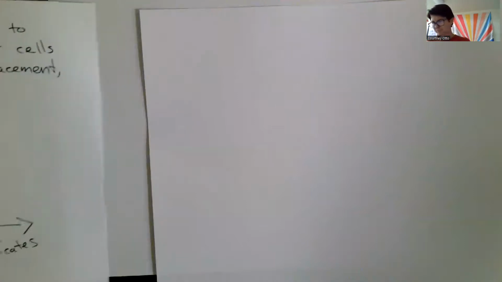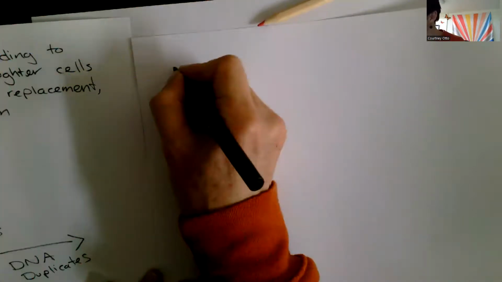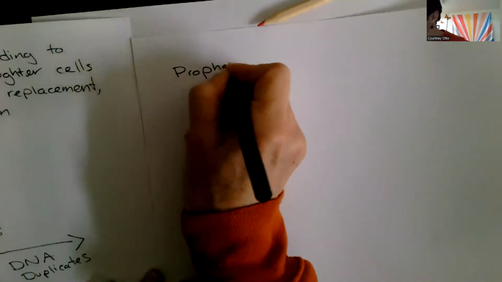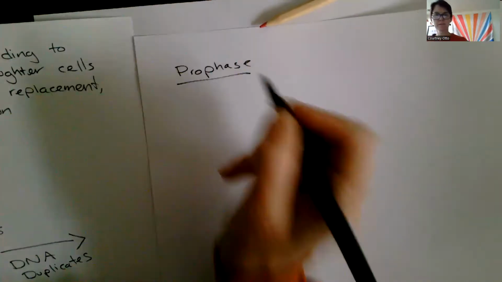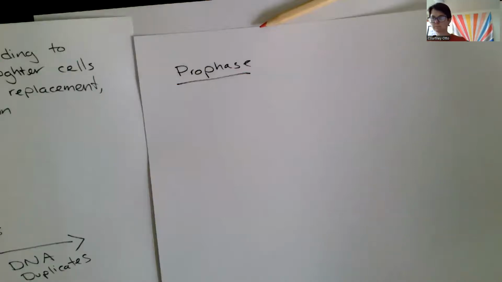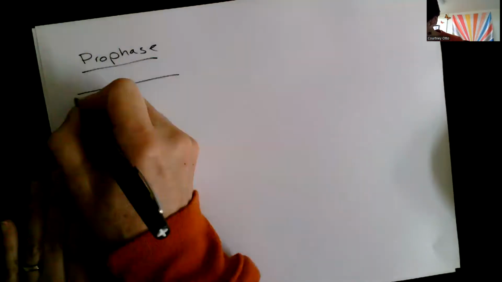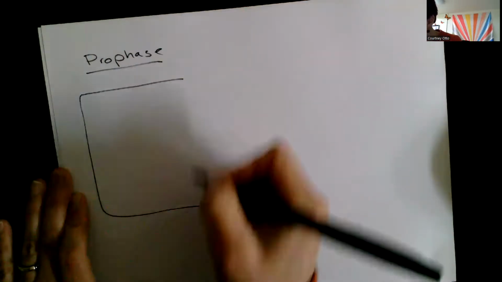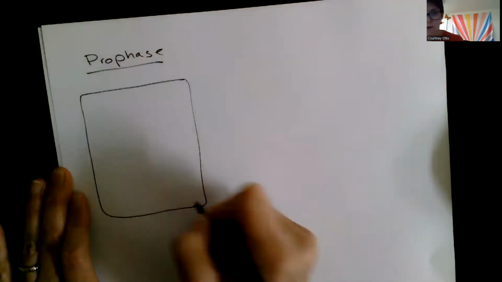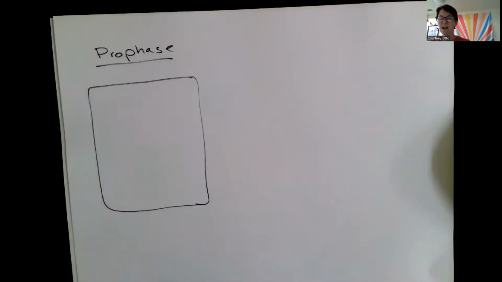Well, let's start doing that. So the P in PMAT stands for prophase. And this is going to be our first stage in mitosis. And once again, I'm going to draw this box. Remember, this is just going to represent my cell wall and my cell membrane. I'm not going to label it on every picture.